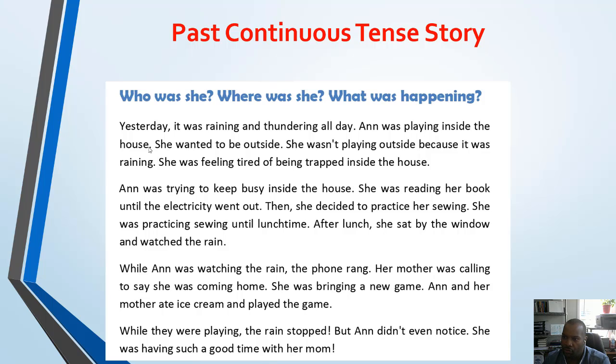Yesterday, it was raining and thundering all day. Anne was playing inside the house. She wanted to be outside. She wasn't playing outside because it was raining. She was feeling tired of being trapped inside the house. Anne was trying to keep busy inside the house. She was reading her book until the electricity went out. Then she decided to practice her sewing. She was practicing sewing until lunchtime. After lunch, she sat by the window and watched the rain.